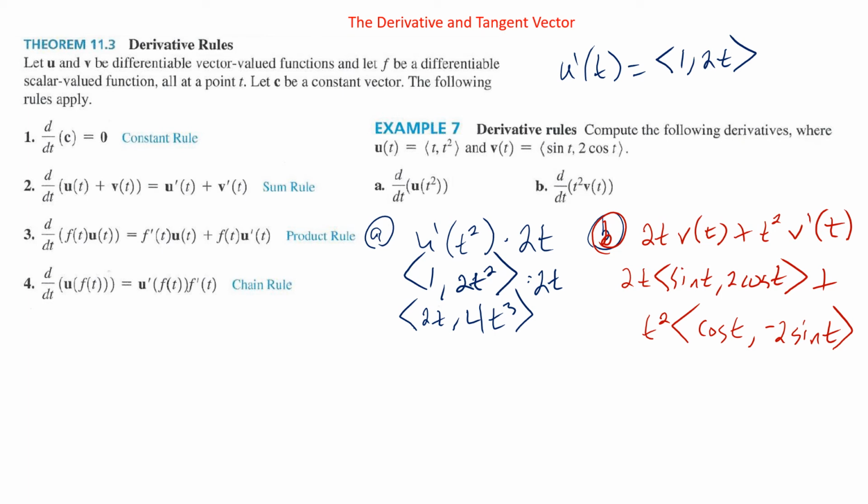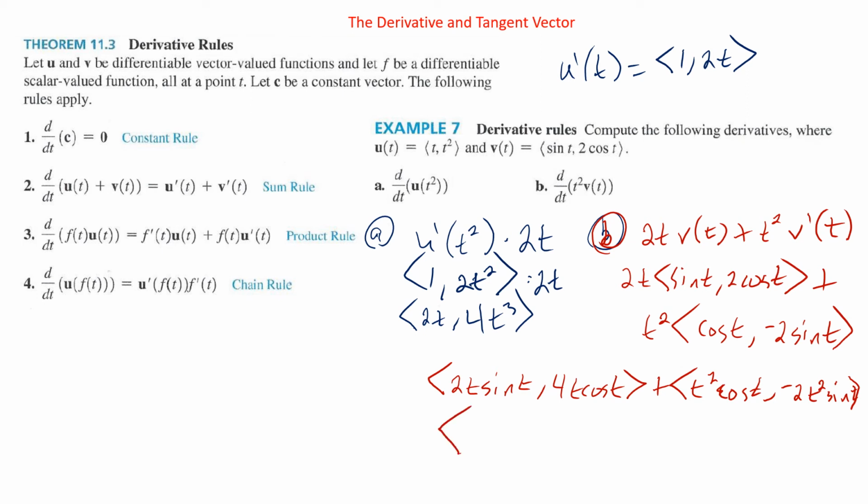And then from here, we can again multiply the pieces in. So we'll have 2t sine t, comma 4t cosine t, plus t squared cosine t, comma negative 2t squared sine t. And then vector addition, we could add these two things together as well. I'm not going to promise it's going to be pretty, but how nice would it be to have it as a single vector instead of a whole bunch of things? So the derivative of a product rule could be a single vector, just like the chain rule ended up being a single vector.